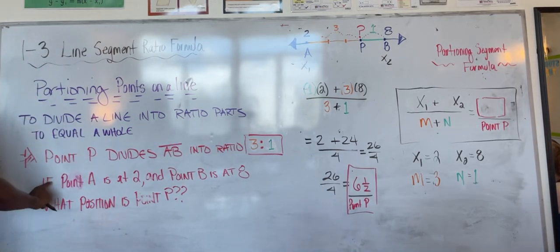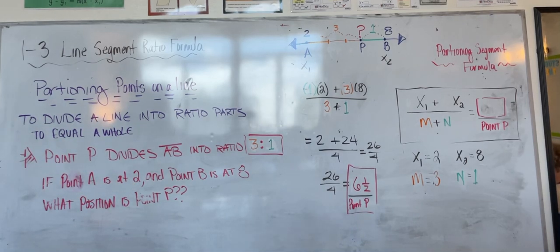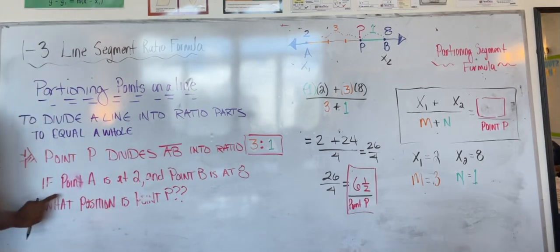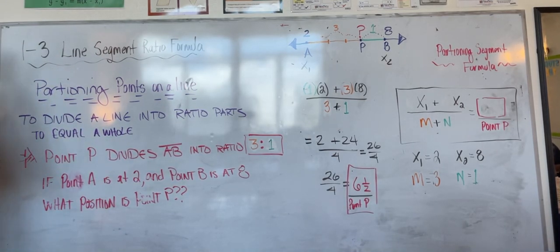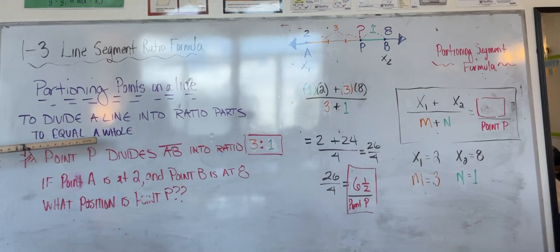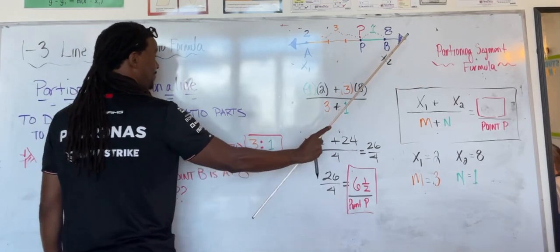And then they're asking you, if point A is at 2 and point B is at 8, what is the position of point P? So point P is what we're going to be looking for. If you look at the directions, you have to learn to follow. That's why I told you those symbols in your notes are very important. It's a line segment, so we have our line AB here, or line BA.